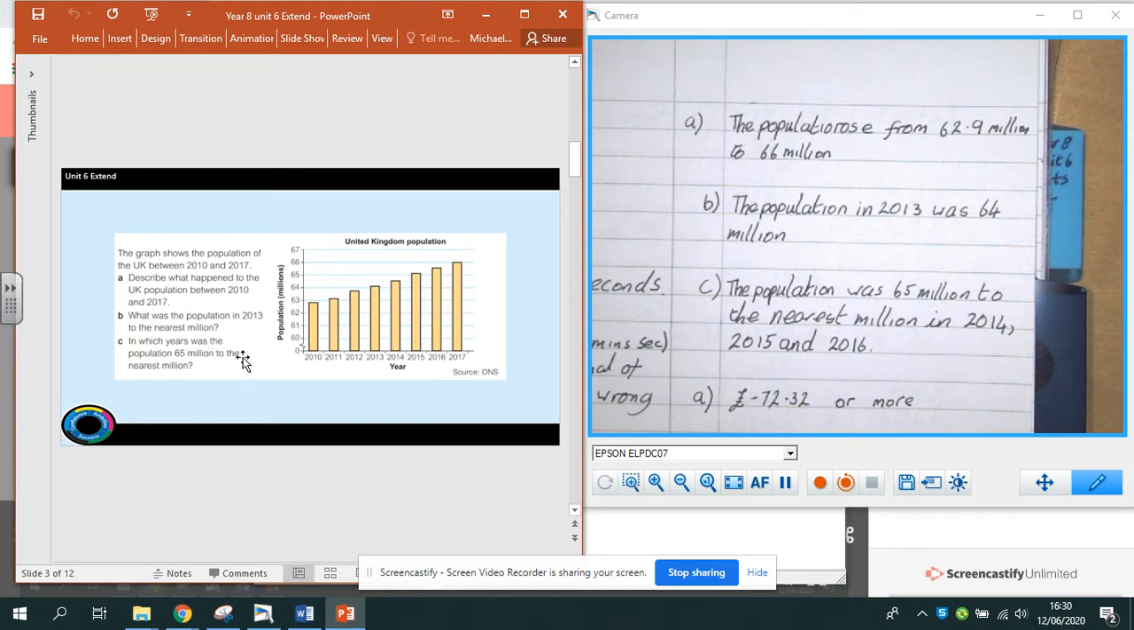In which years was the population 65 million to the nearest million? Well, every time I look at this graph, these look slightly different, but I think 2014, 2015 and 2016 all look like they could be rounded to 65 million. If you decided that 2016 shouldn't have been, I think that would be acceptable as well, because a lot of this is in the eye of the beholder. Especially with graphs like that, if you had a more finely graduated graph paper, you could be a bit more accurate. So I would say 2 of those 3 will be absolutely fine.